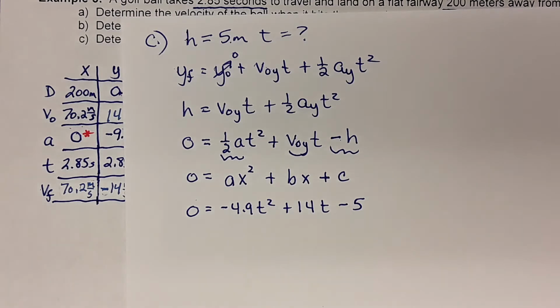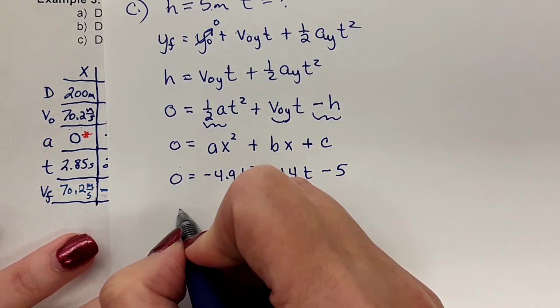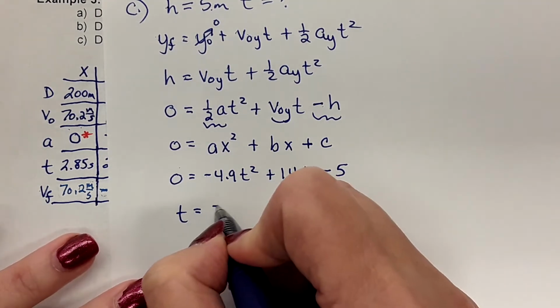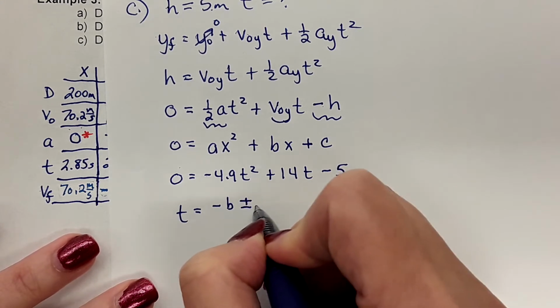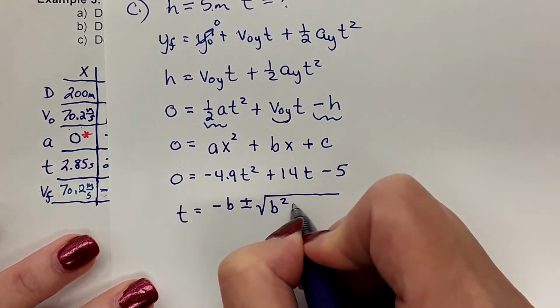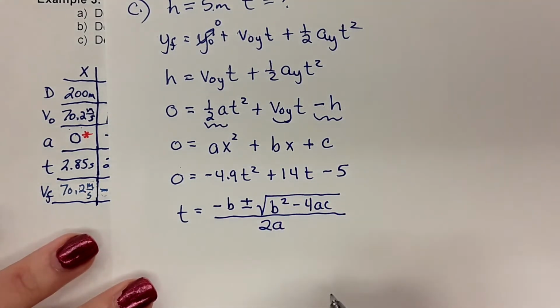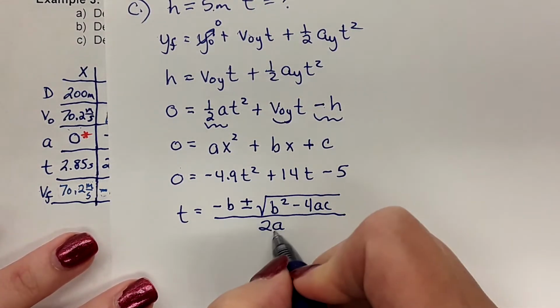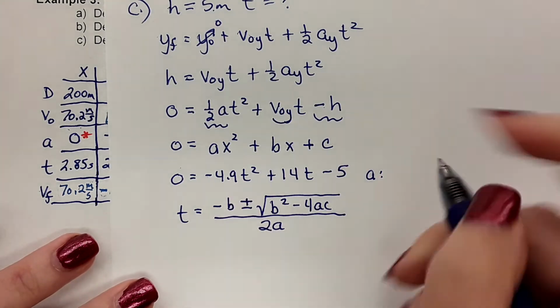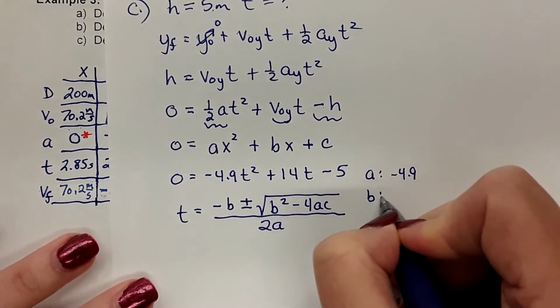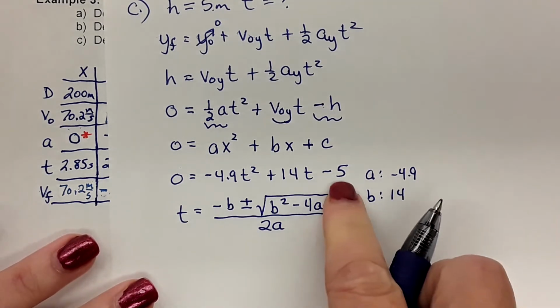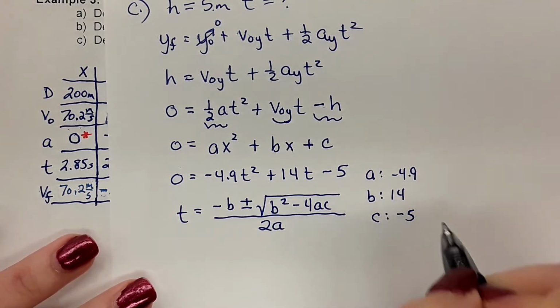So guess what you have to use if you can't factor into 2 binomials? We have to use the quadratic equation. Do you all remember that? Let's write it together. It goes negative b, plus or minus square root, b squared minus 4ac, all over 2a, which in this case, our a value would be negative 4.9, our b value would be 14, and our c value would be negative 5.